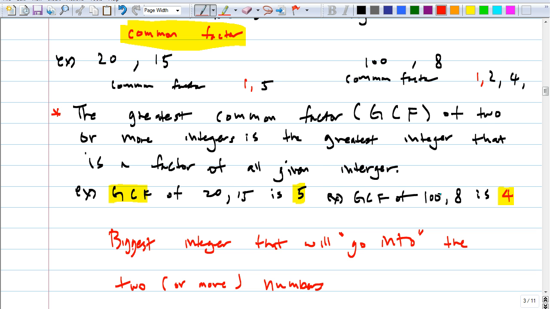Does that make sense? So as you can see, for the previous one, 20 and 15, GCF of 20 and 15, isn't that 5? 5 is the biggest number that goes into both, right? What about 10 and 8? Isn't 2 the biggest number that goes into both? You understand what I'm talking about? So the greatest common factor of two or more integers is the greatest integer that is a factor of all given integers. In other words, the biggest integer that will go into those numbers we're talking about. It's a common factor that is biggest. That's why it's called greatest common factor.